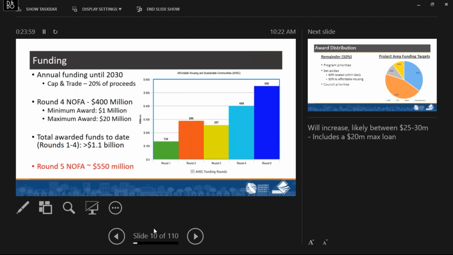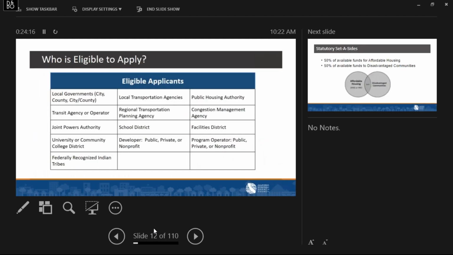Something I should point out is that in round 4, it says minimum award of 1 million, maximum award of 20 million. For round 5, we've increased the maximum award amount to 30 million, which we'll get into a little bit more further in the presentation.